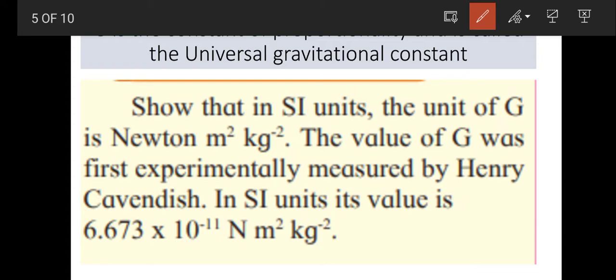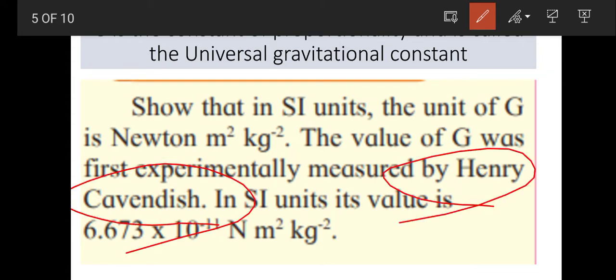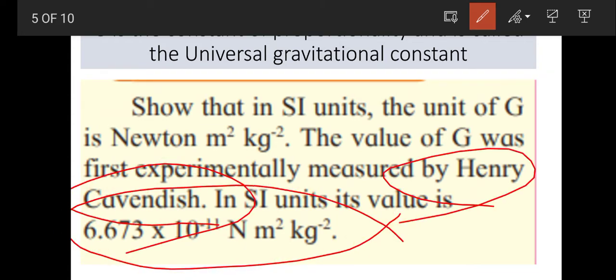Henry Cavendish is the name of the scientist, and that value is 6.673 × 10 raised to minus 11 Newton meter square per kg. Okay, so this is about the gravitational constant.